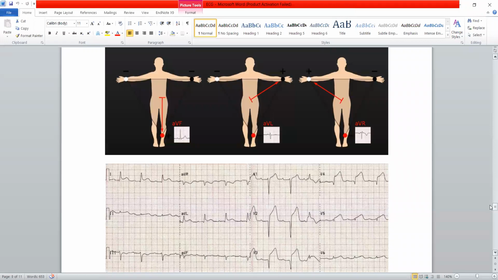Now look at this ECG. Look at this ECG and tell me what are the changes in this ECG. Look at this ECG carefully. You have to remember that first look at the inferior leads, which are lead 2, 3, and AVF, then anterior leads, then lateral leads. Yes, there is ST elevation, but tell me in which leads? In which leads are you seeing ST elevation?